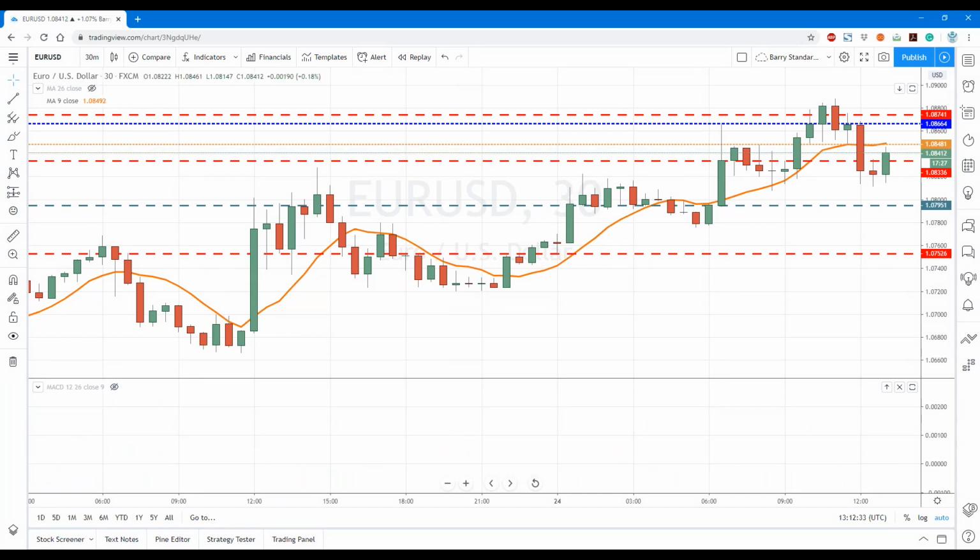So MACD starts out with the first line or the first calculation, or what we say is the first derivative, starts out using a 9-period moving average. So that's what we have on our chart right now. You see the gold line? That's simply a 9-period moving average based on the close.